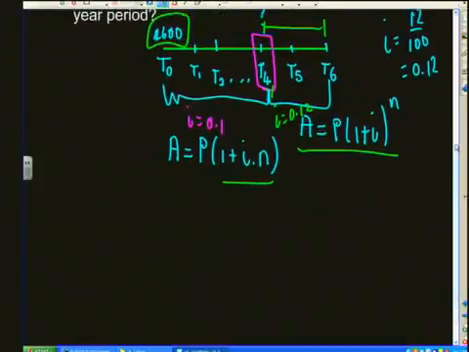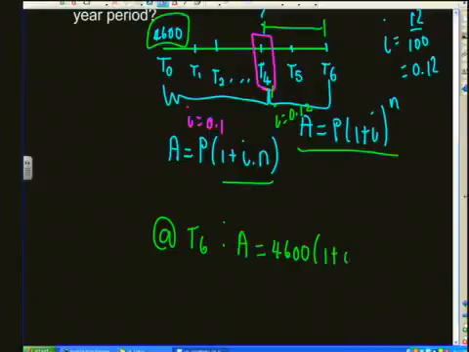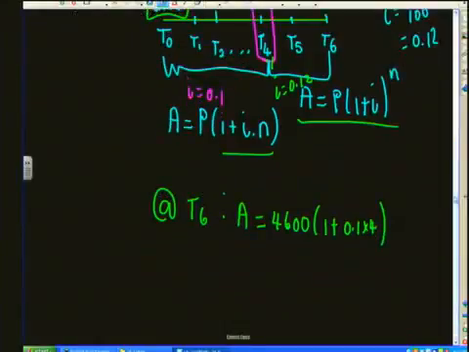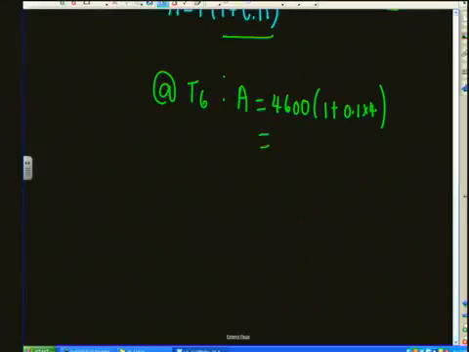All right, so I'm going to say at time 6, so at the end of the period, the final amount is going to be equal to the initial amount, which is 4,600 Rand, and that is at a simple interest rate of 10% for a period of 4 years. Now at this point you can decide, you can either use your calculator and work out what this value is. You can do that.